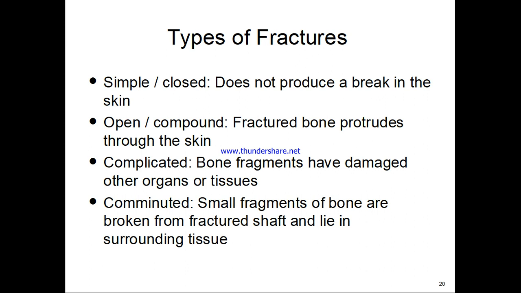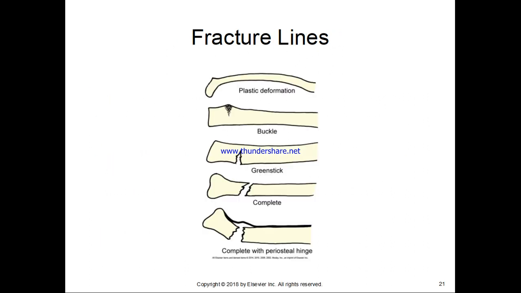So here we have our different types of fractures. A simple or closed fracture does not produce a break in the skin. We'll have some photos here in a moment. An open compound fracture involves a fractured bone protruding through the skin, so that's going to require surgery. Fractures can be complicated where bone fragments have damaged other organs or tissues. And a comminuted fracture, small fragments of the bone are broken from a fractured shaft and lie in surrounding tissue.